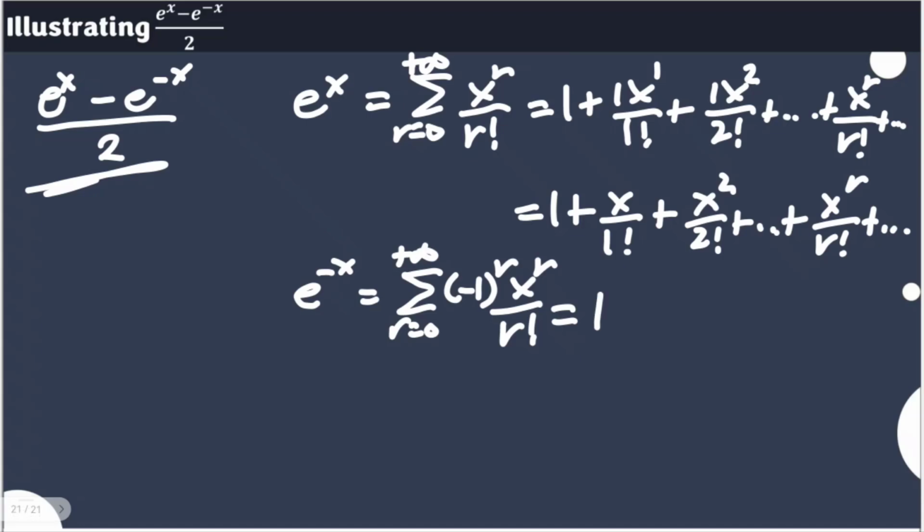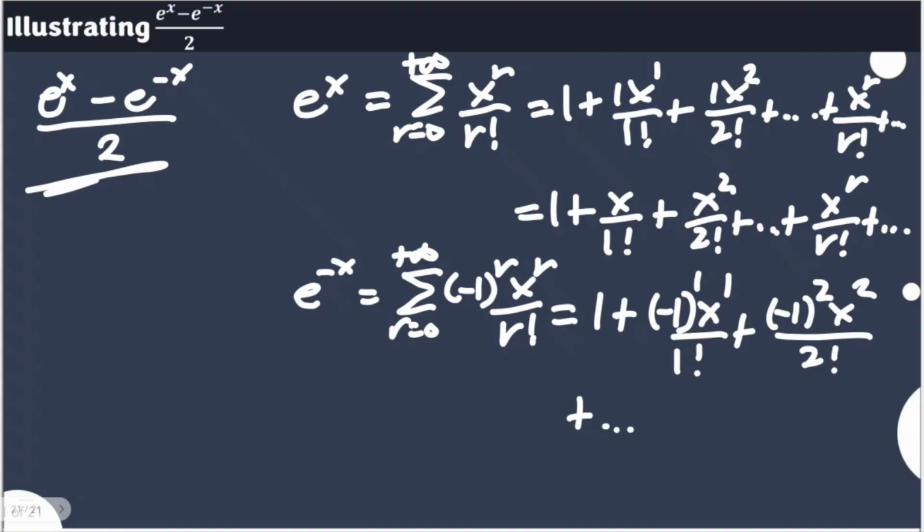Say for example, if r is 0, that's 1. You have here plus negative 1 raised to 1, x to the power of 1 over 1 factorial, plus negative 1 squared, x squared over 2 factorial, plus so on and so forth until you reach negative 1 raised to r, x to the power of r over r factorial.